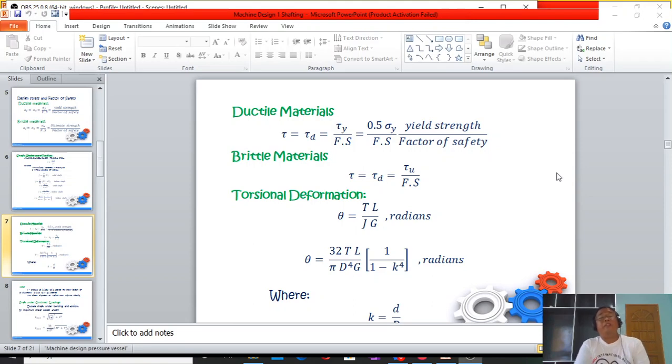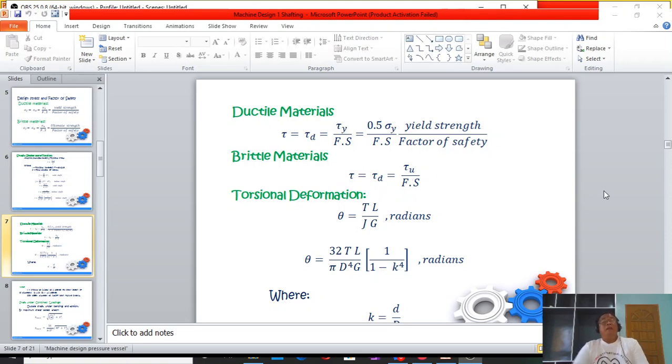Let us again consider the materials for ductile. So, that is tau, or the shear stress, equals the design shearing stress, equals the yield stress in shear over the factor of safety. For the yield stress in shear, class, that is the yield stress in tension multiplied by 0.5. Take note that the shear stress equals the design shearing stress equals the ultimate shearing stress over the factor of safety.